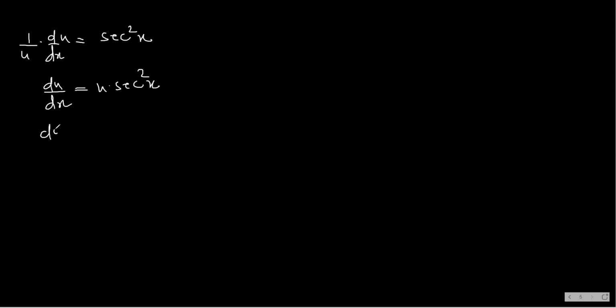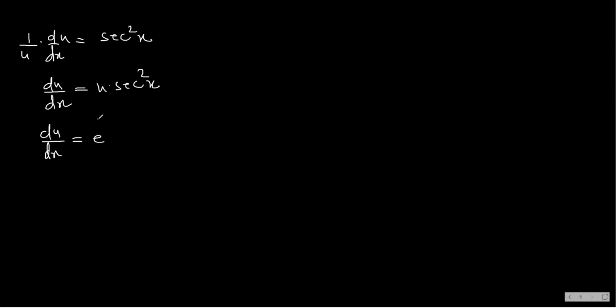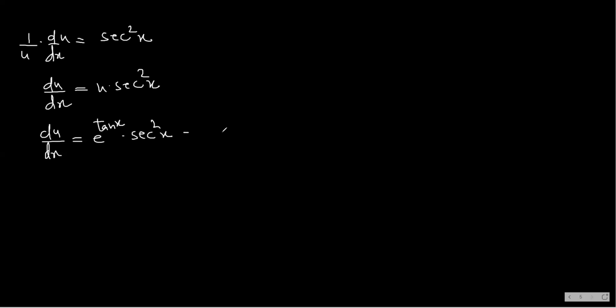And what was that u? You remember what that u was? u was e raised to tan x. So you will notice that you are getting the same answer which you would have got had you differentiated directly. But why did I do it by taking log? I just wanted to tell you that even if you take log and differentiate, you will get the same answer.